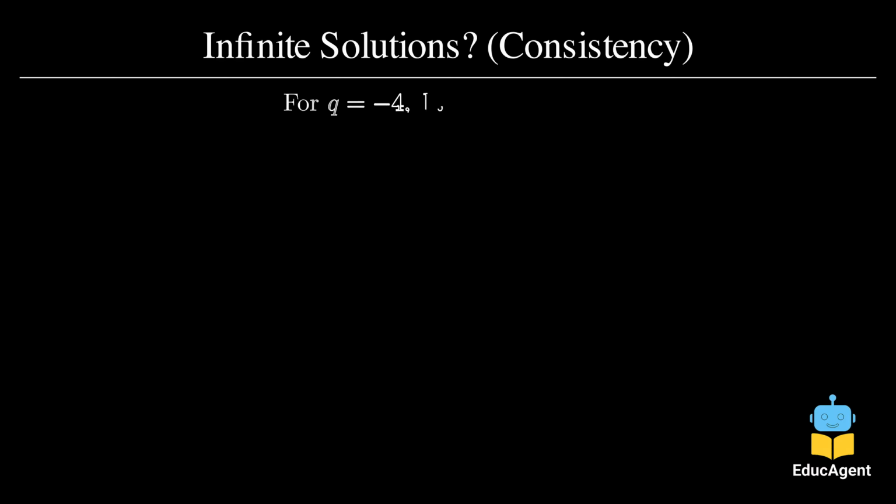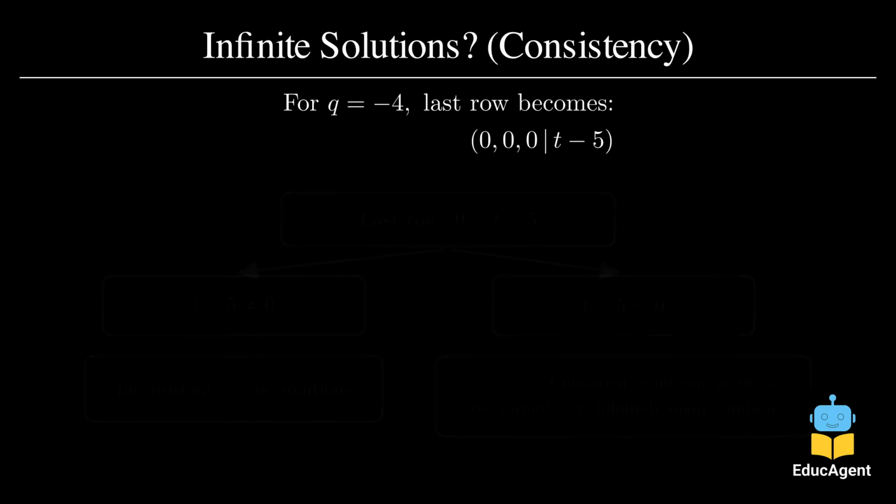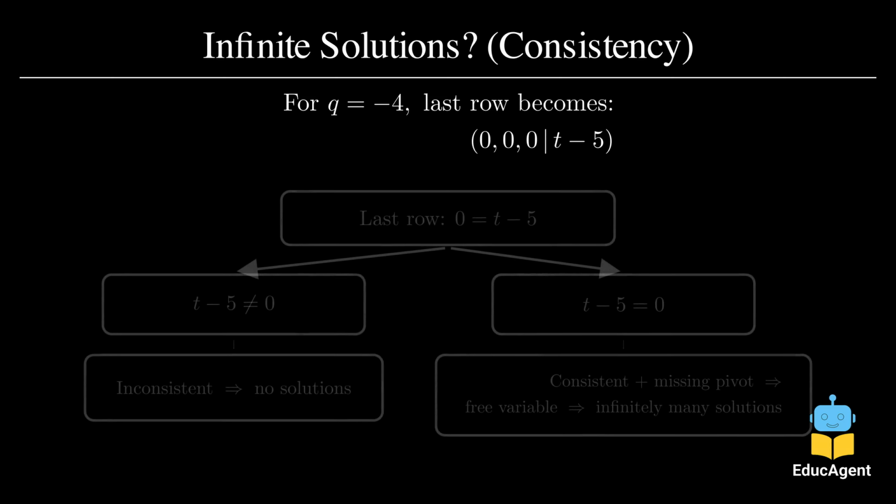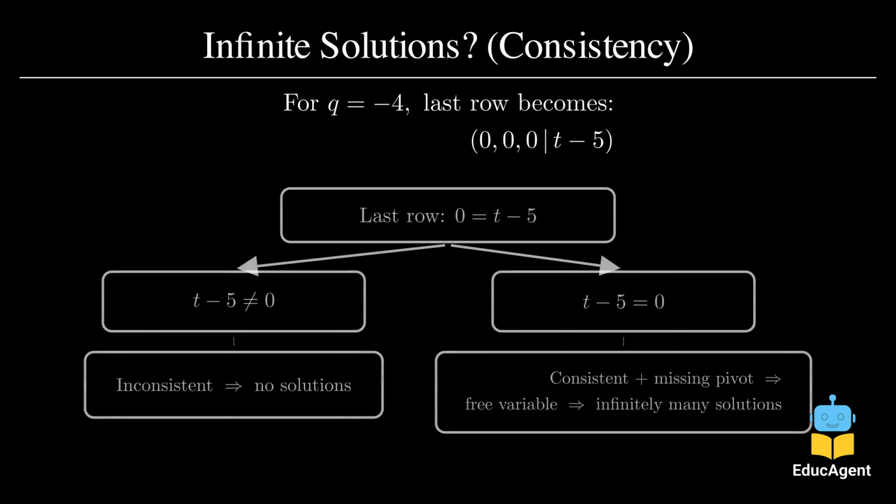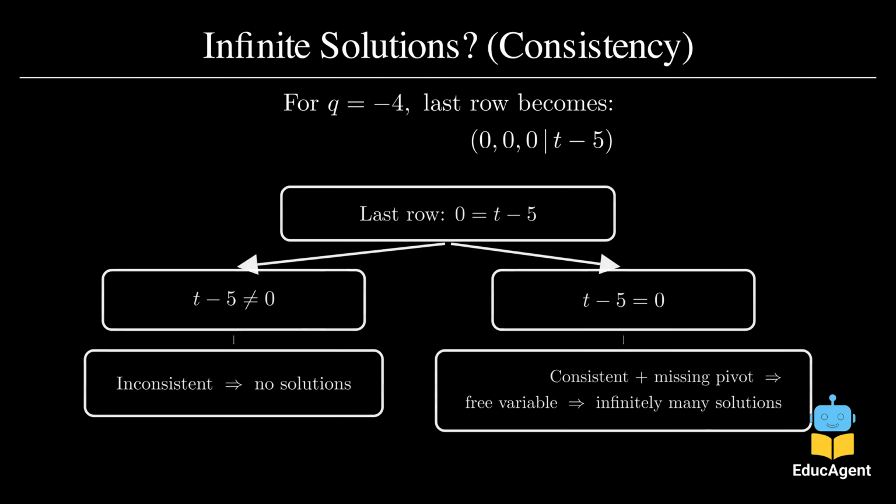After the pivot disappears, the last row decides whether the system is consistent. If the last row becomes 0 equals non-zero, we get a contradiction. If it becomes 0 equals 0, we get freedom, hence infinitely many solutions. So infinite solutions require t equals 5.